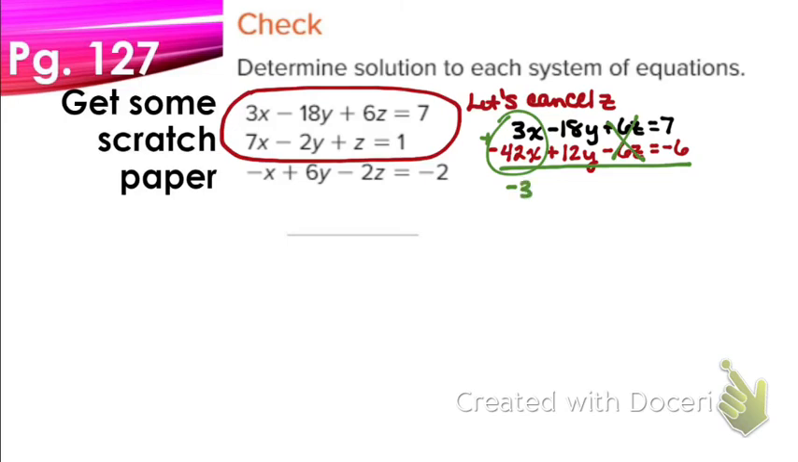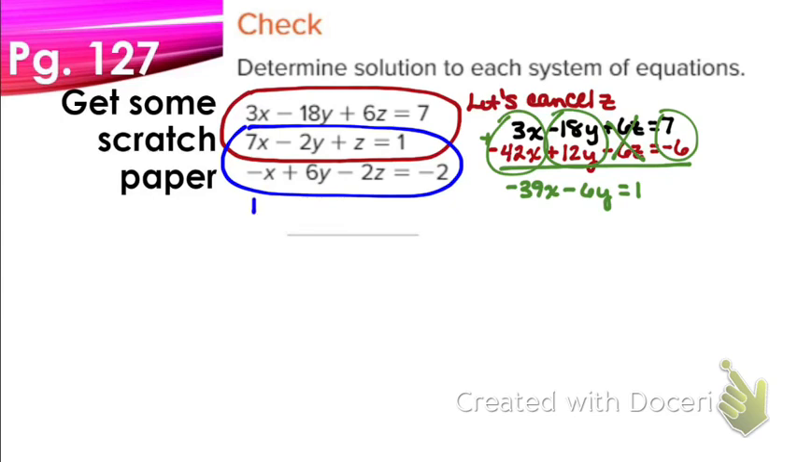Negative, was that negative 39x? What about when I combine my y's? Negative 6y equals what? Equals 1. All right. Since we canceled the z's out when I used these two equations, we have to cancel z again.